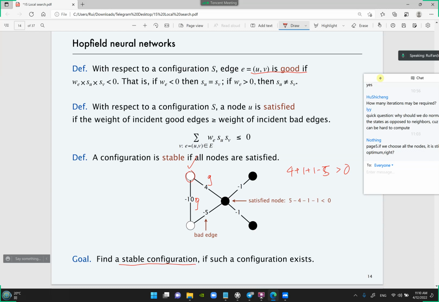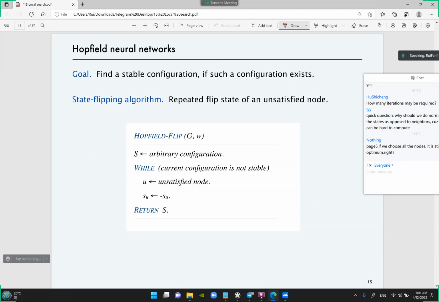So what we're going to do is look at all of the nodes and see if each of them is satisfied. And if you have a configuration where all of the nodes are satisfied, then you say this is a stable configuration. But if you have a configuration where some of the nodes are not satisfied, then it's not stable. So the problem we're trying to solve is, can you find a stable configuration for the Hopfield network? Now, in fact, it's possible that there is no stable configuration. Because if I just give you arbitrary weights on the edges, how do we know that there exists a stable configuration? Well, it turns out that there is always a stable configuration.